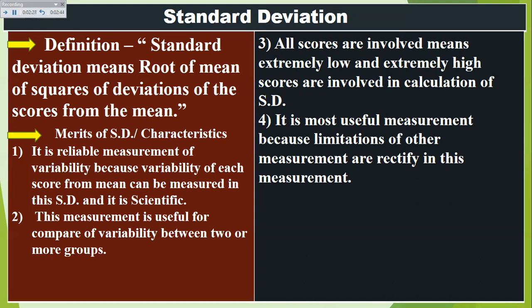With the help of standard deviation, we can compare the variability between two or more groups. All scores are involved in standard deviation. That means extremely low and extremely high scores are also considered in the calculation of standard deviation. Standard deviation is the most useful measurement because the limitations of all other three measurements are rectified in it.